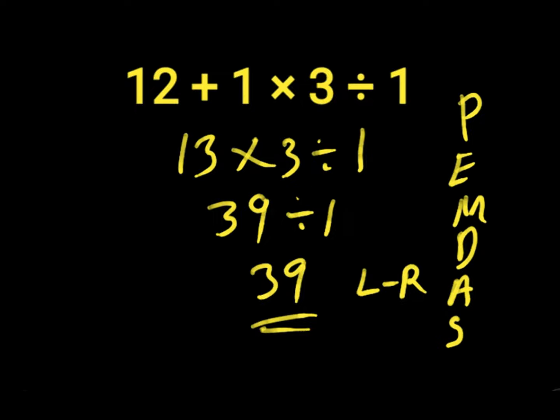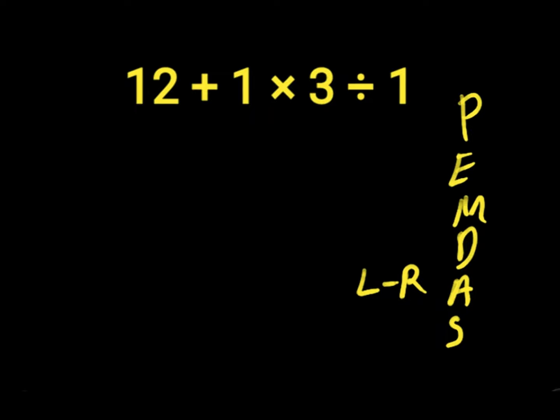So let's dive into the right answer to this question. First of all, we solve our multiplication first because it comes first according to the order of operation, and multiplication and division have equal priorities, so we work from our left to right. So 1 times 3 will give us 3. Then we bring down our 12 plus 3, then divided by 1.